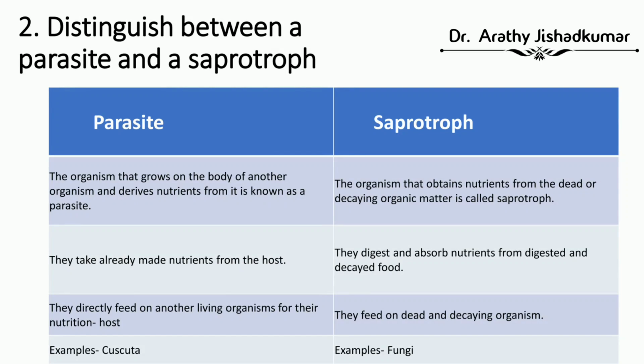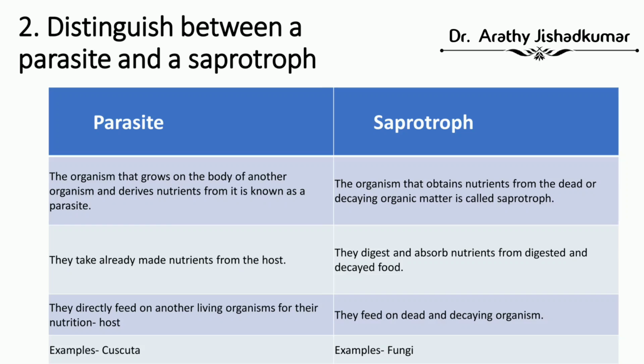Second, distinguish between a parasite and a saprotroph. Parasites are organisms that grow on the body of another organism and derive nutrients directly from it. The organism affected by a parasite is called a host. They directly feed on the host and take nutrition directly from the host. Example, cuscuta, growing on trees.